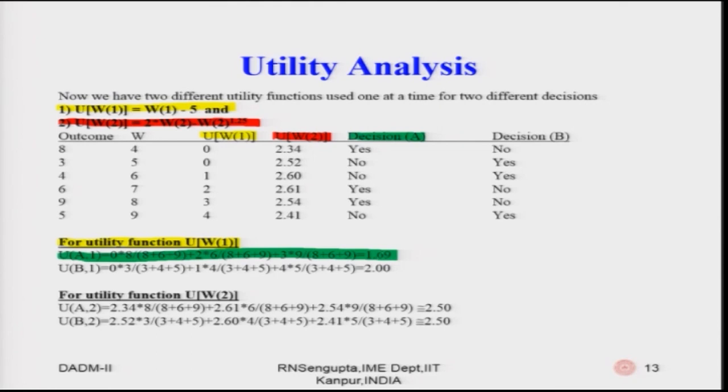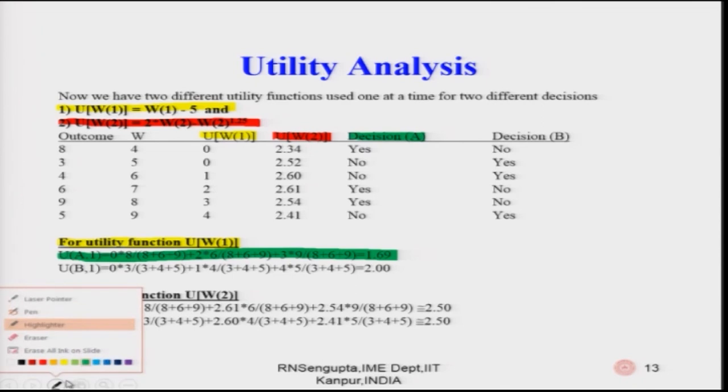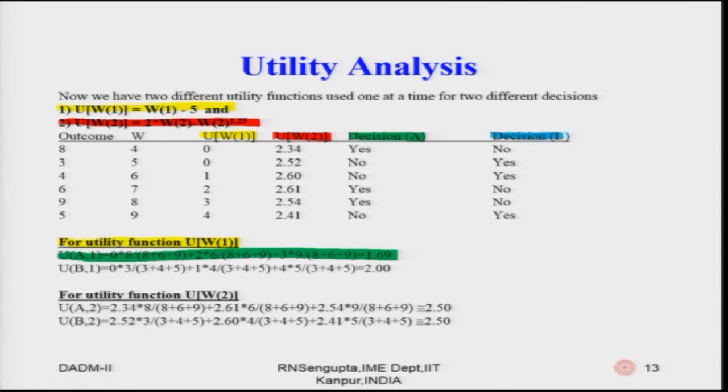Now, when I go to decision B, let me use a different color. This is only for utility 1. So, the corresponding utilities we know as 0, 1 and 4. Why is it 0 and 4? Because there are 3 yes and 3 no's. Yeses are for 3, 4 and 5. So, obviously, the corresponding values would be 3 divided by 3 plus 4 plus 5. Next would be 4 divided by 3 plus 4 plus 5. And the last one would be 5 divided by 3 plus 4 plus 5.